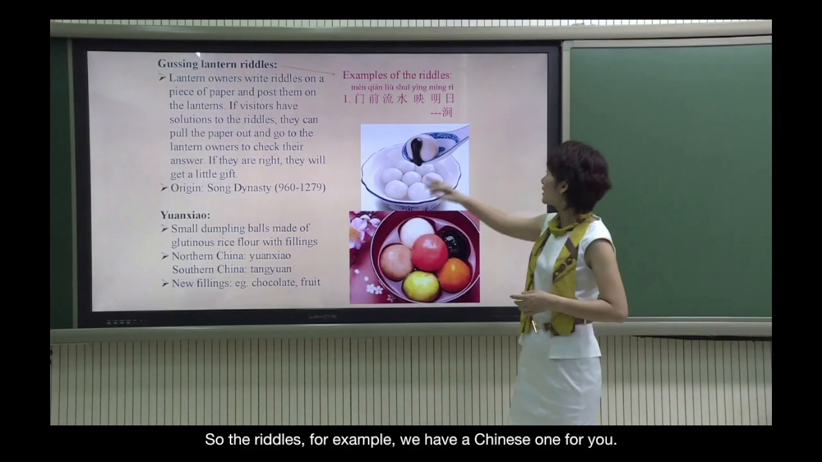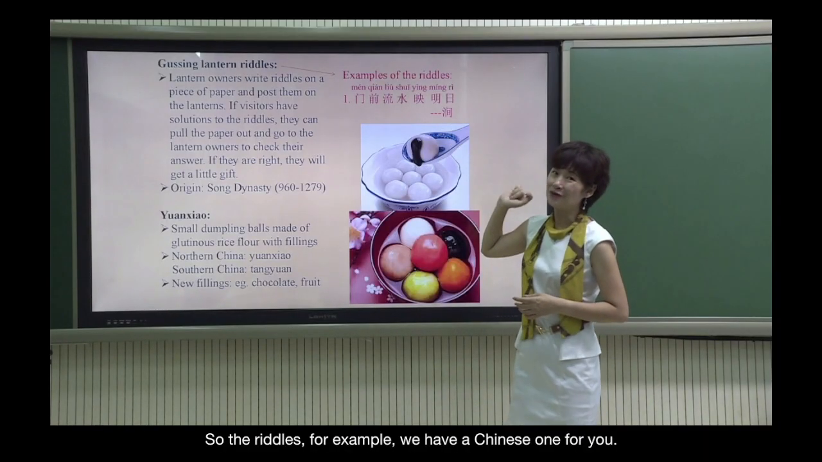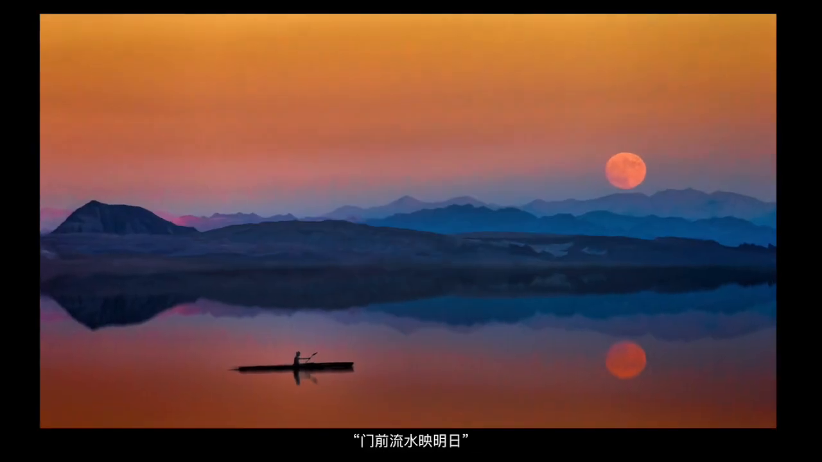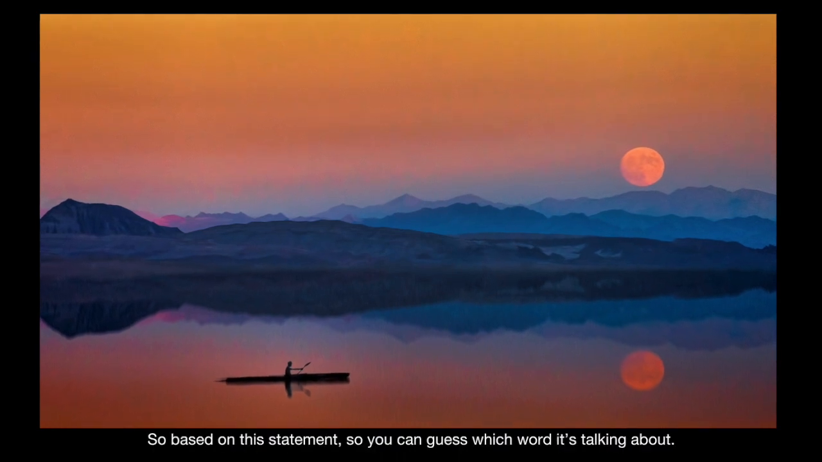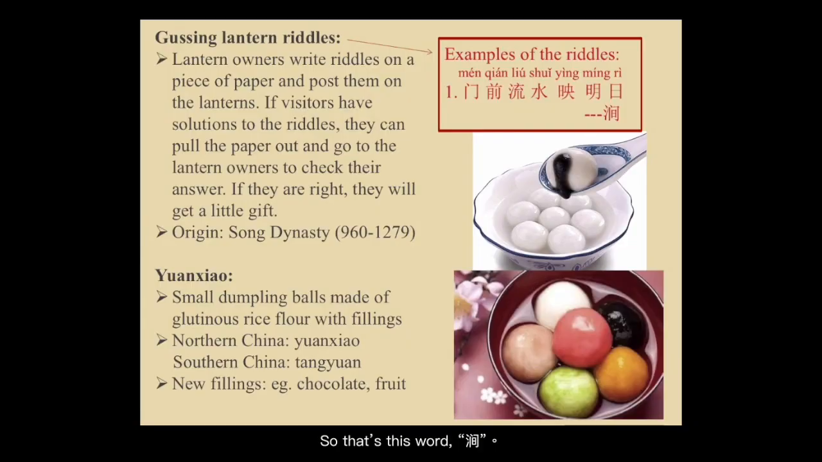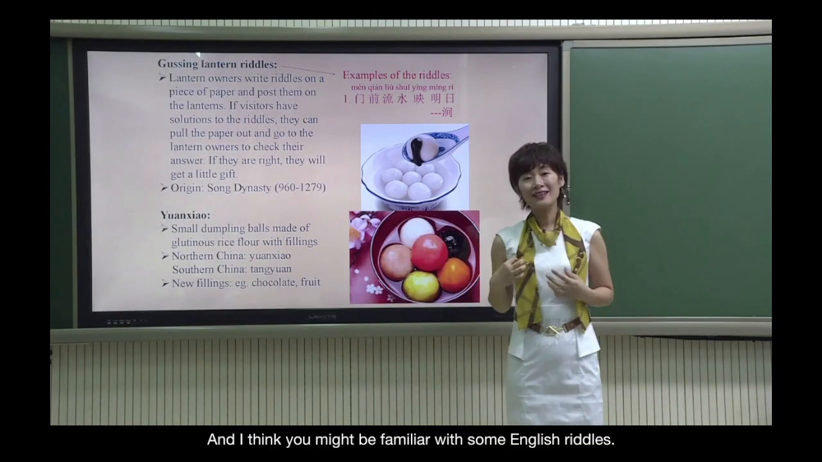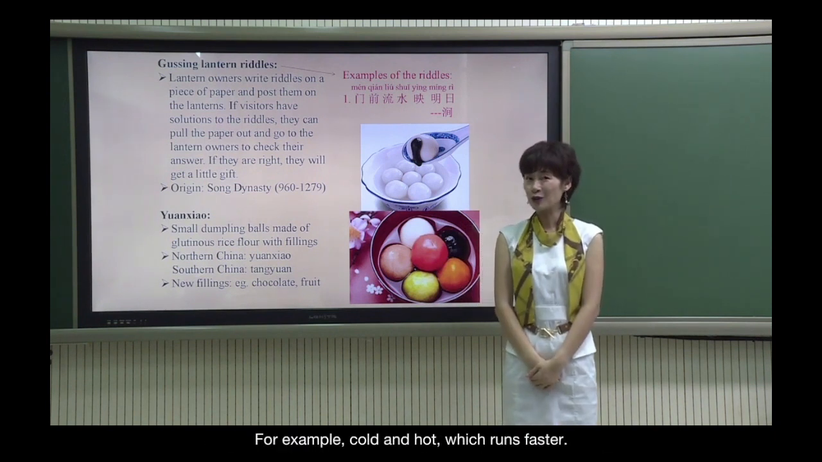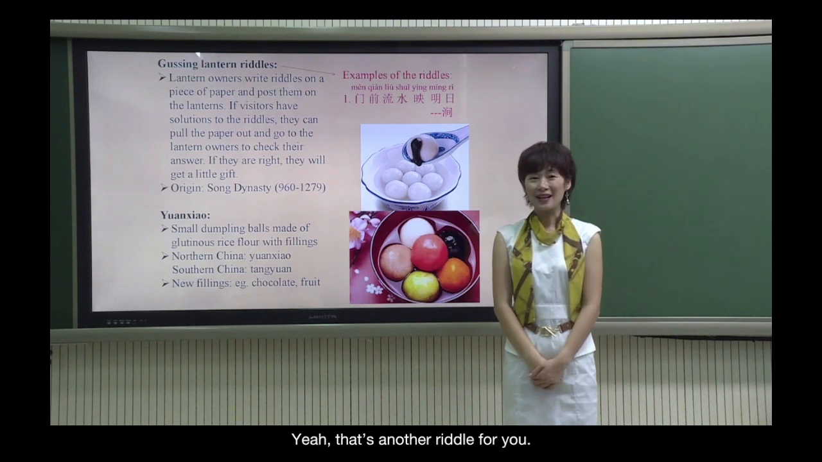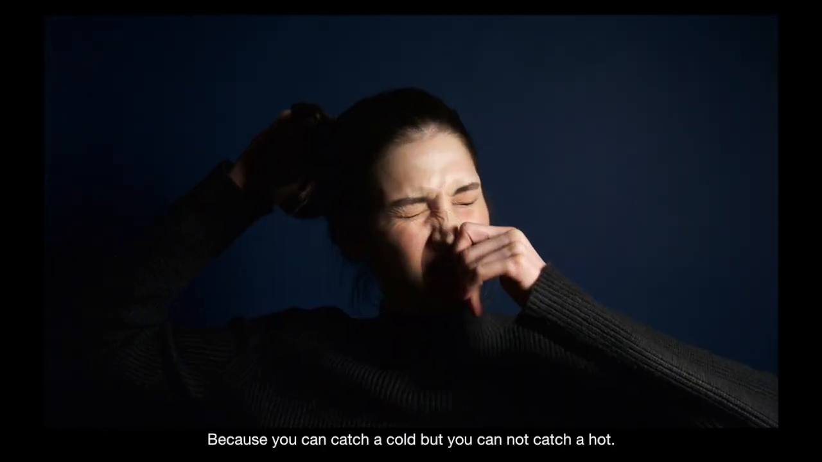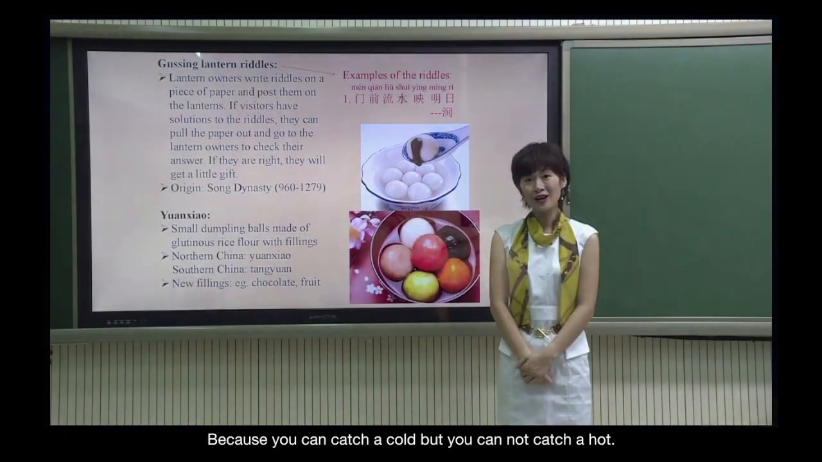So for the riddles, for example, we have a Chinese one for you. You can see how it is: 门前流水映明月. So based on this sentence, you can guess which word it's talking about. So that's this word, 见. And I think you might be familiar with some English riddles. For example, cold and hot, which runs faster? Yeah, that's another riddle for you. And the answer is hot runs faster because you can catch a cold, but you cannot catch a hot.